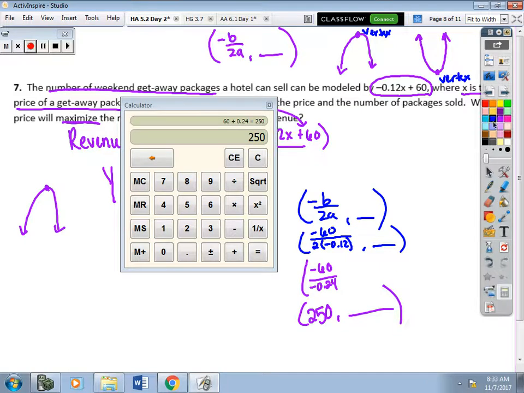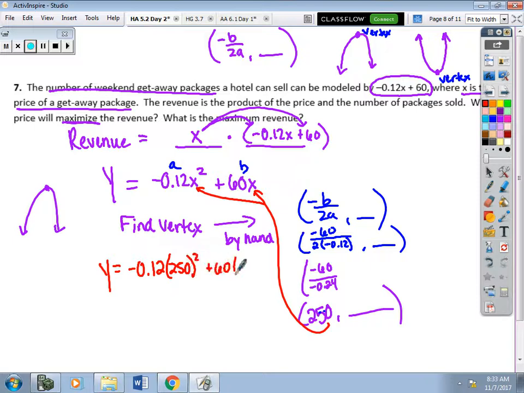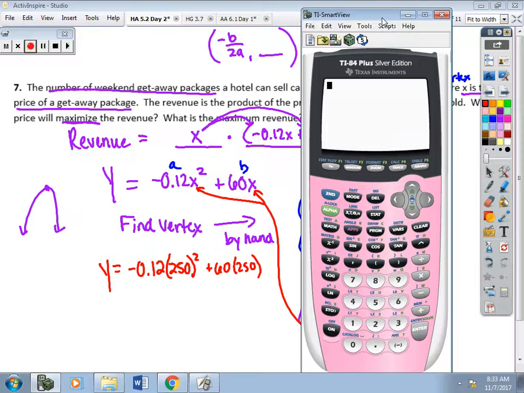Now, to come up with the actual price that we sell the package for that will get me the maximum revenue, to find the maximum revenue, I then have to take the 250 and plug it back in for X. So we would get Y equals negative 0.12 times 250 squared plus 60 times 250. And that's why, even though I could make some of these no calculator questions, it would take you a long time to do this math off to the side. So that's why you'll get to use a calculator on Homeland.